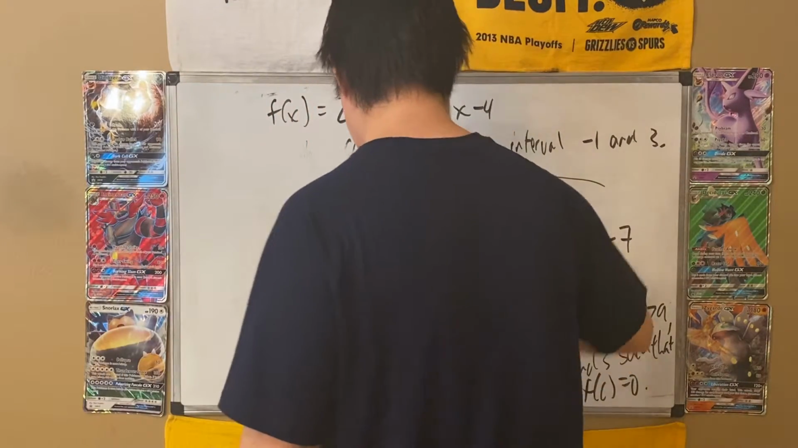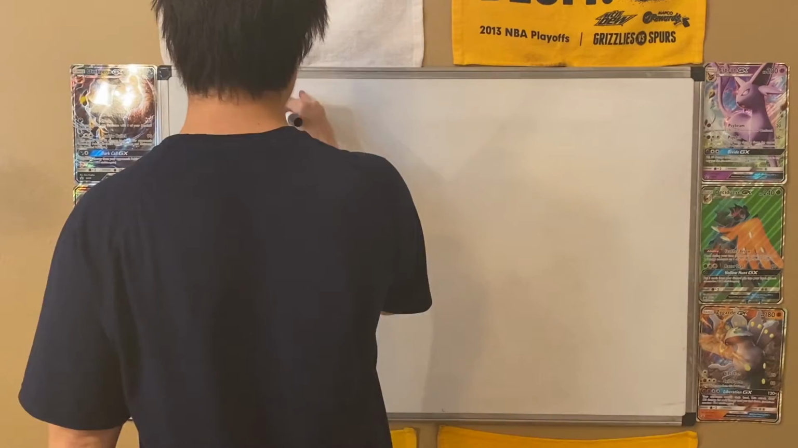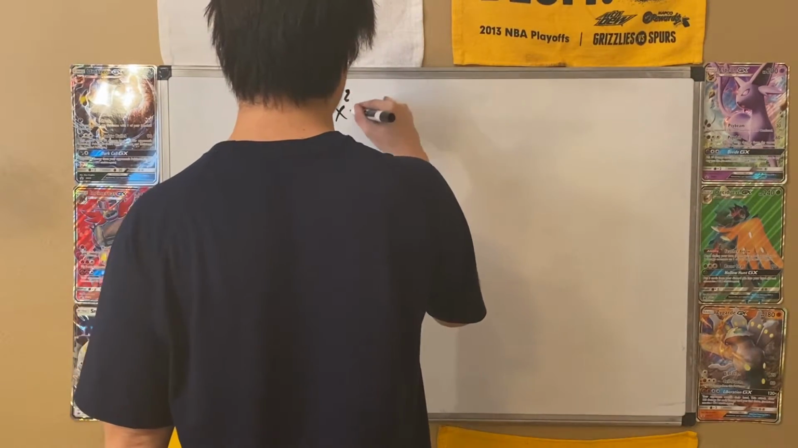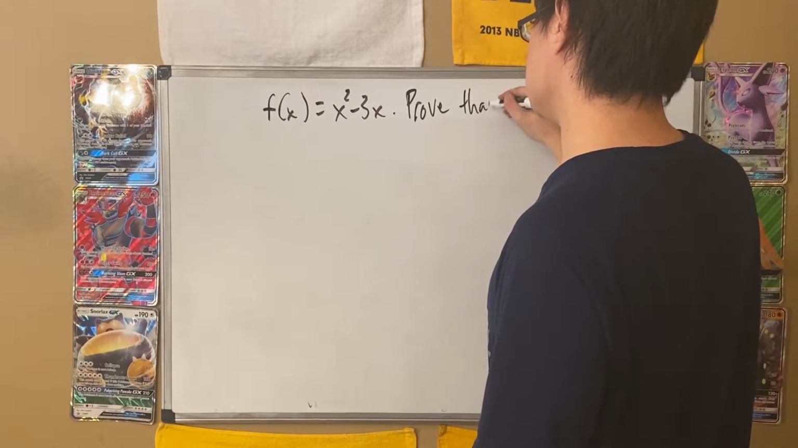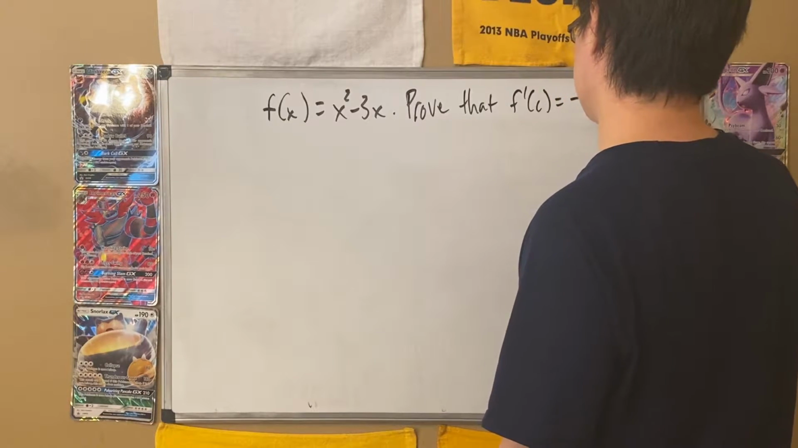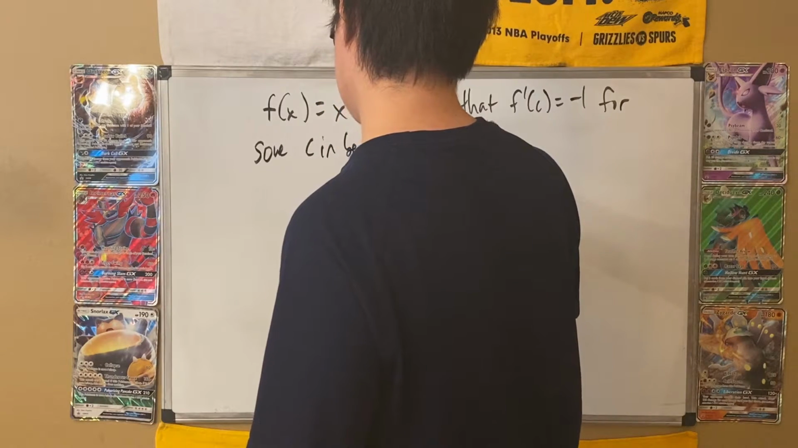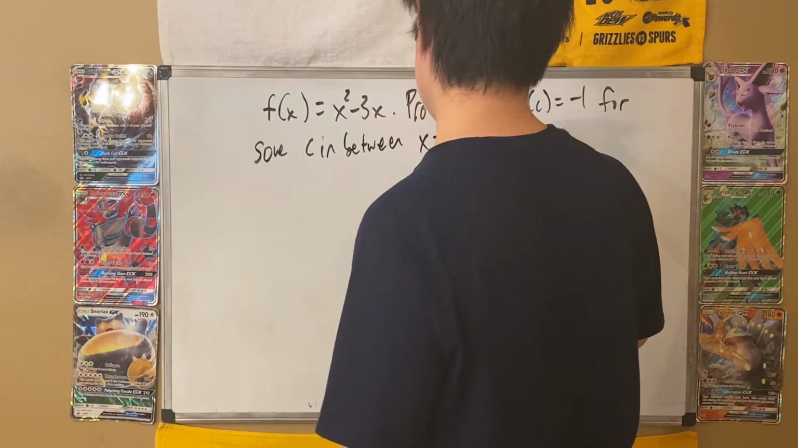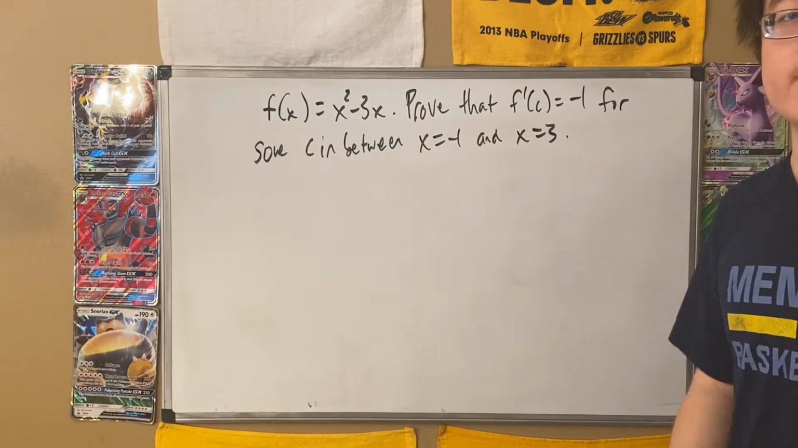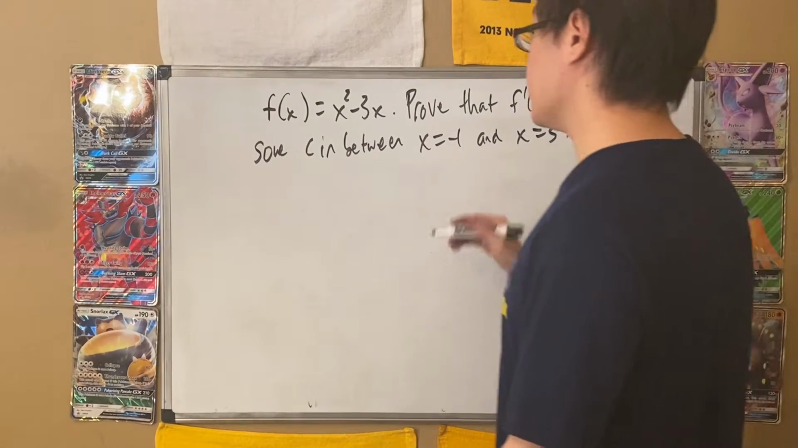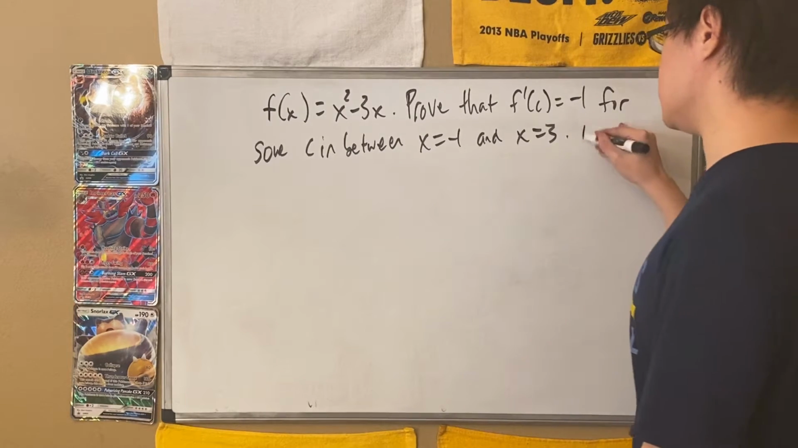So let's do this. Let's say we have a new function, f of x is equal to x squared minus 3x. And we're going to try to prove that f prime of c equals -1 for some c in between x is equal to -1 and 3. Keep in mind that coincidentally these two questions both involve -1 and 3, but that's a coincidence. Furthermore, we're not just going to do this question. Always nice to do a little bit of a double. We're going to find the c at the very end.